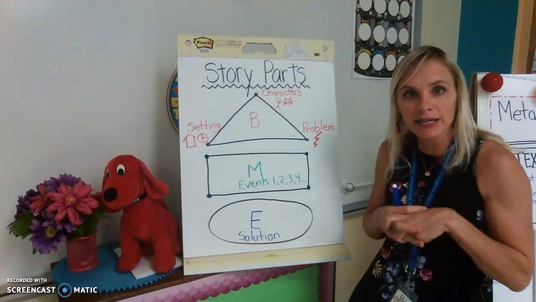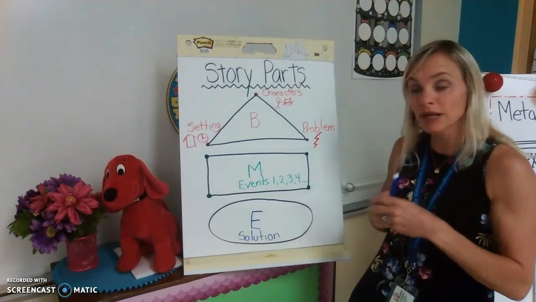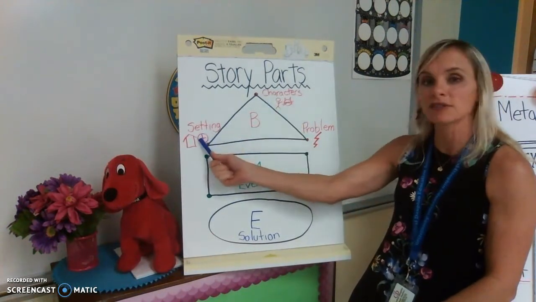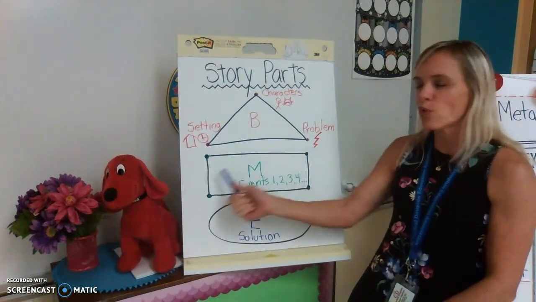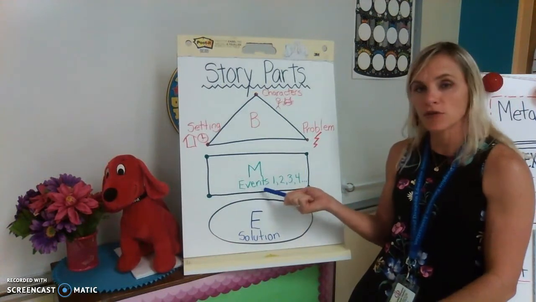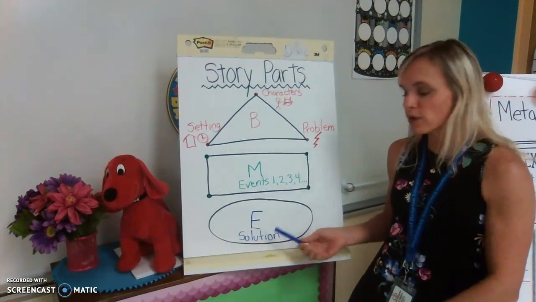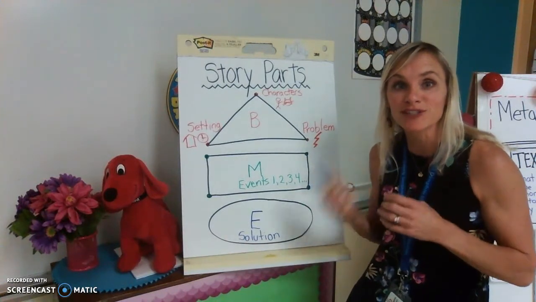So as you are reading, I want you looking for these parts in your reading. I want you looking for characters, setting, problem. Try to think about what things did the character do to solve the problem. Those are the events. And then, of course, make sure you find out, how did that problem get solved? What's the solution?